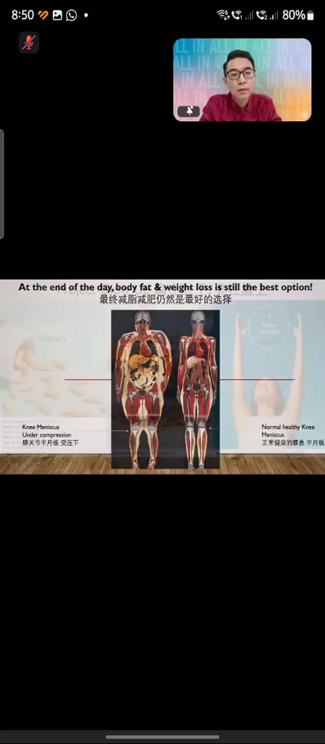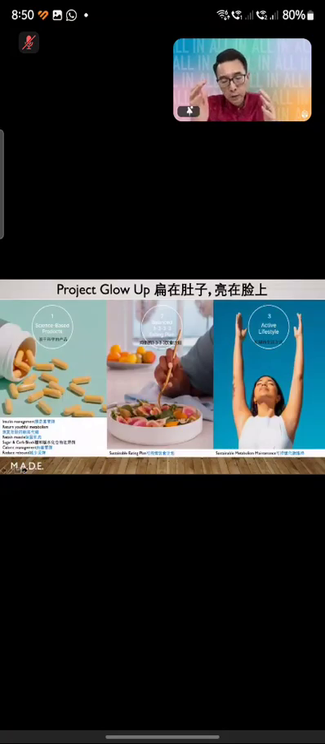That's the best option. Okay, and we have been doing this program for 17, 18 years. It's called Project Glow Up. The Mandarin is called 在肚子亮在脸上. What it consists of is an eating plan and an exercise plan. If you cannot exercise, I'll teach you how to move your muscles, or your coaches will teach you. If you can exercise, go ahead, right?